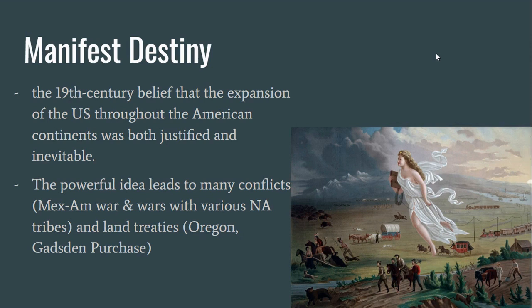Next, we have manifest destiny, a term that will have many consequences for the United States and its neighbors. It is a belief that the expansion of the United States throughout the North American continent was both justified and inevitable. This powerful idea will lead to violent conflict like the Mexican-American War and countless wars, battles, and atrocities between the United States military, settlers, and many different Native American tribes. And also land treaties and purchases like the Oregon Treaty and the Gadsden Purchase.